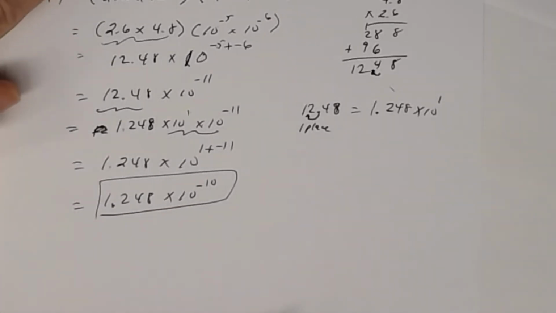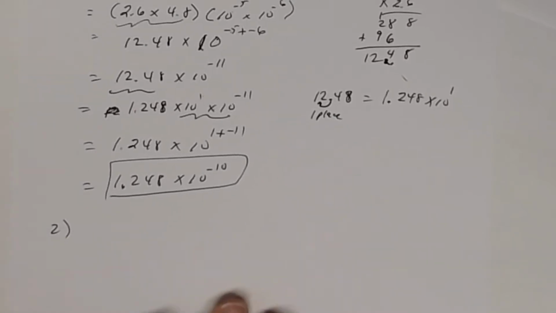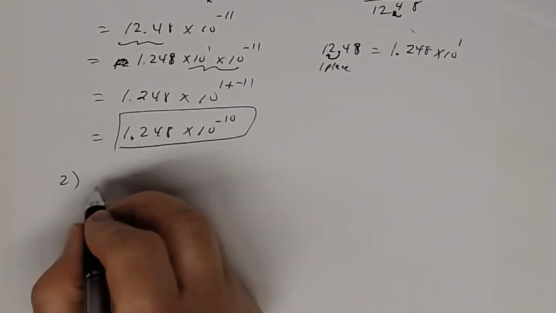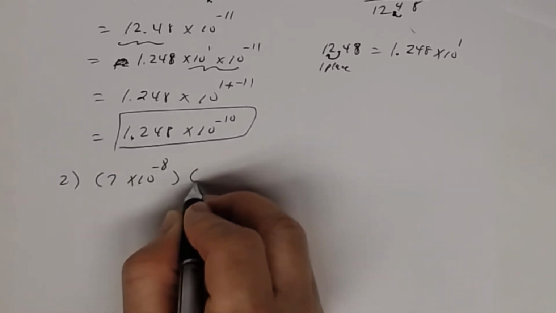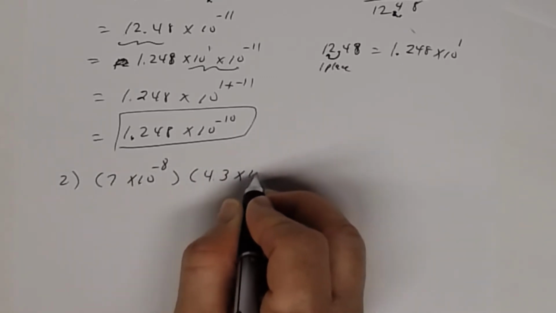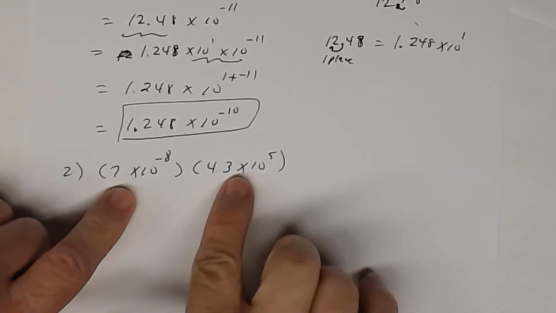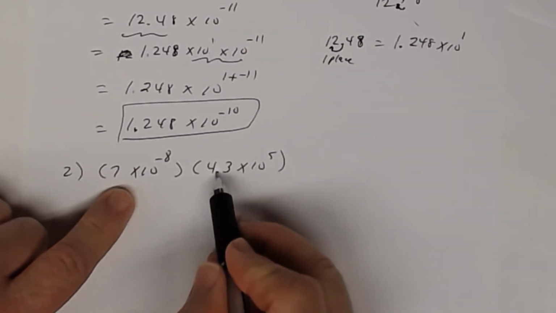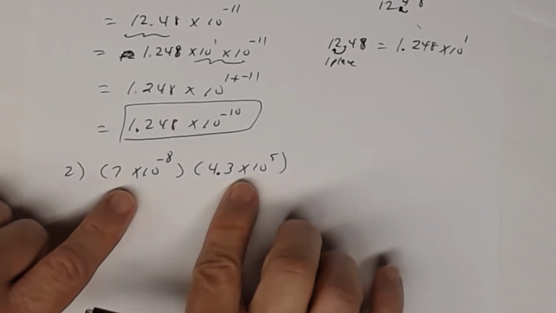Make sure you go through the processes again, all those steps. So let's look at number 2. I'm going to do another one. Number 2, we have 7 times 10 to the negative 8 times 4.3 times 10 to the 5th. So I have these two numbers in scientific notation, and I want to multiply those two numbers out.